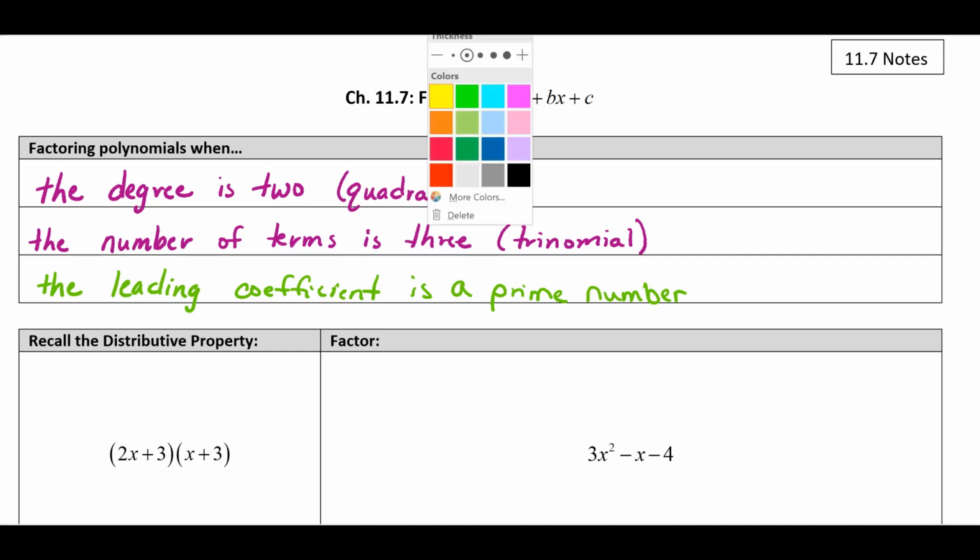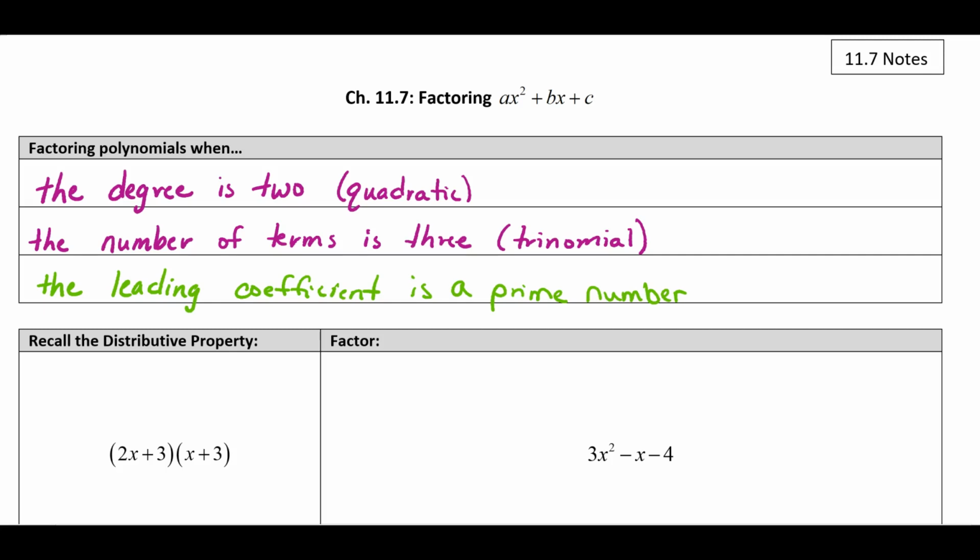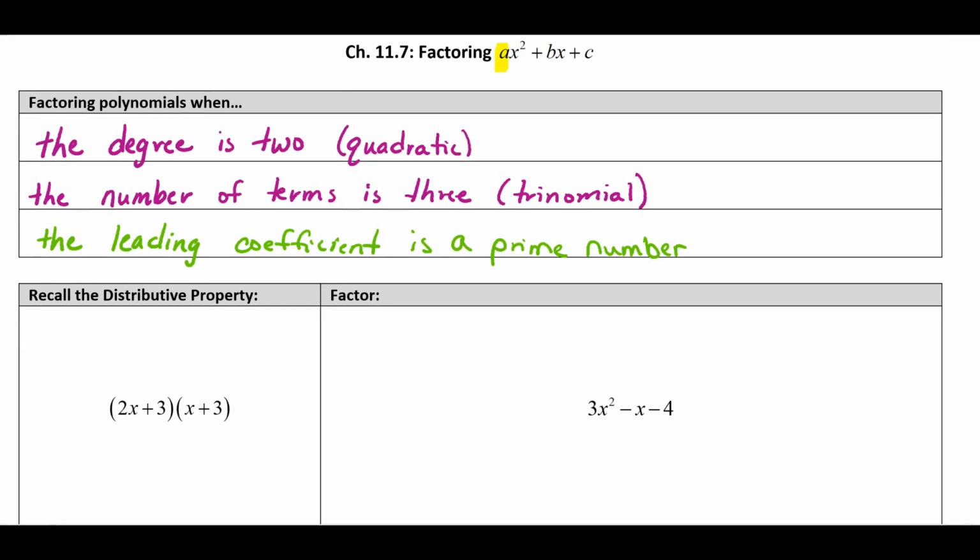So what I mean by the leading coefficient is the number in front of x squared right here. So that a is going to be a number today. In the last lesson, we didn't have a number in front. It was an understood 1. Now, we're looking at a very specific number. We're looking at a prime number, meaning it's going to be numbers like 1, 2, 3, 5, 7, where there's only factors of 1 and itself. In the next lesson, we'll look at when it's not prime.